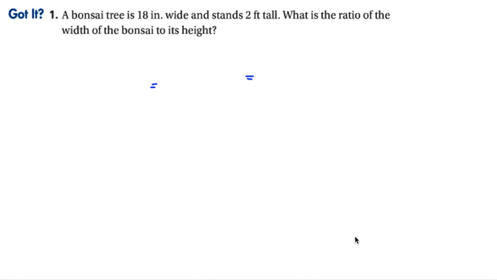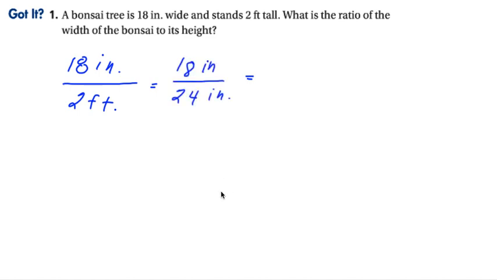Alright, I hope you had a chance to try that. This one says a bonsai tree is 18 inches wide, stands 2 feet tall. What is the ratio of the width of the bonsai to its height? So first of all, the bonsai is 18 inches, the other one is 2 feet. And then we want to go ahead and convert the 2 feet to inches, and that's multiplying by 12. So we have 18 inches to 24 inches.